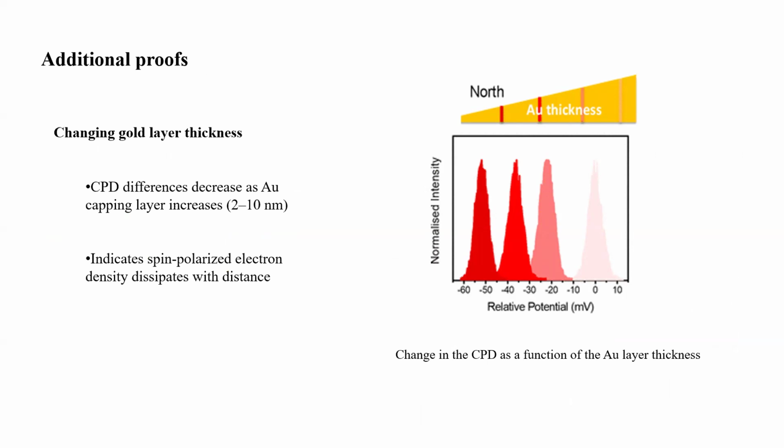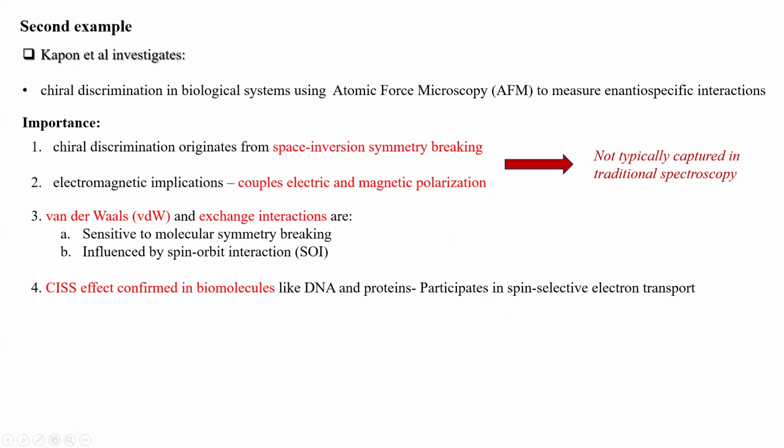It is also mentioned how AFM was used to understand that the spin polarized electron density dissipates with distance. As in, if the thickness of the gold substrate, which is used here, is increased, then the spin polarization decreases. The spin polarization basically decreases with the increase in the thickness of the gold substrate. All right. Okay. So in the second example, Capua et al.